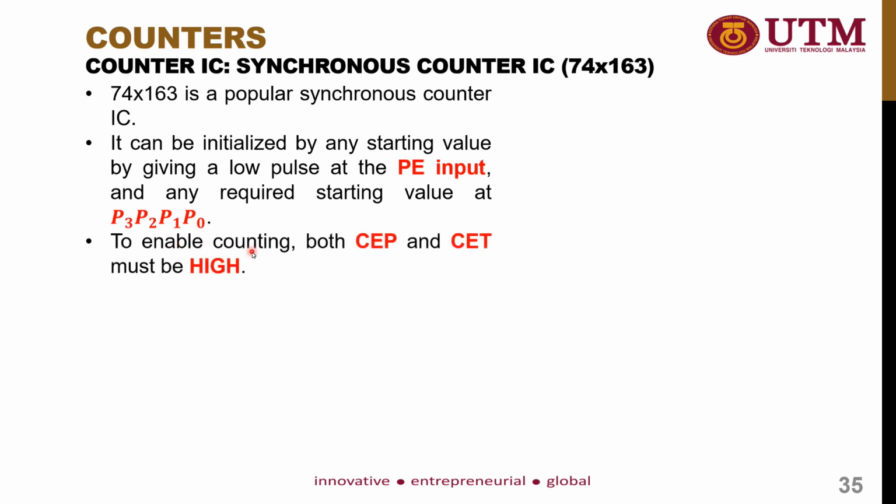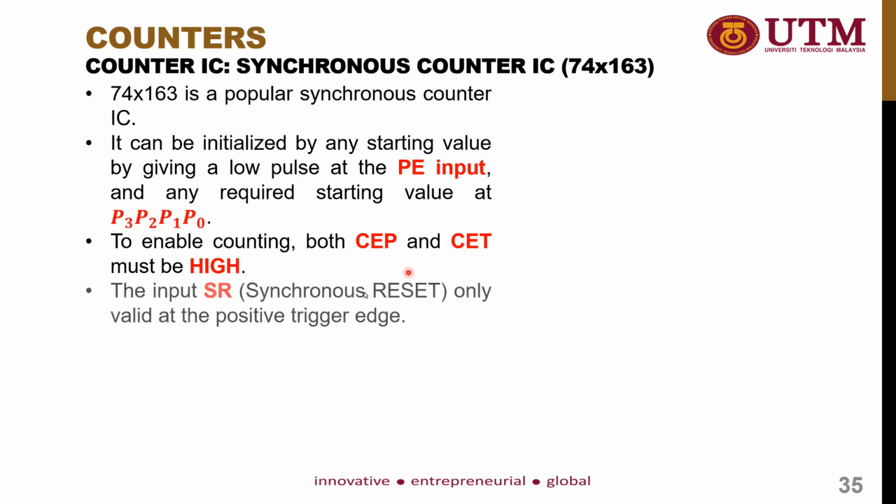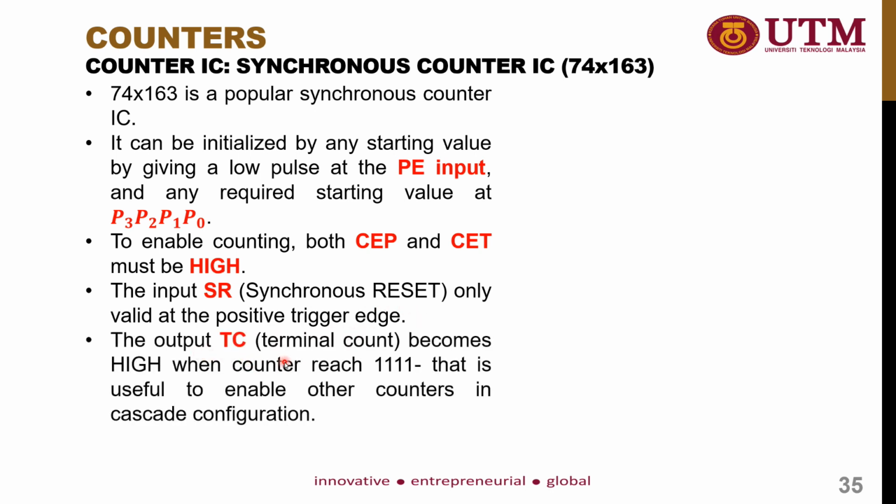To enable counting, both CEP and CET inputs must be high. So in order for the counter to count, you need to enable the CEP and CET inputs. The input SR, synchronous reset, is only valid at the positive trigger edge, and the output TC, terminal count, becomes high when the counter reaches 1111. That is useful to enable other counters in a cascade configuration.